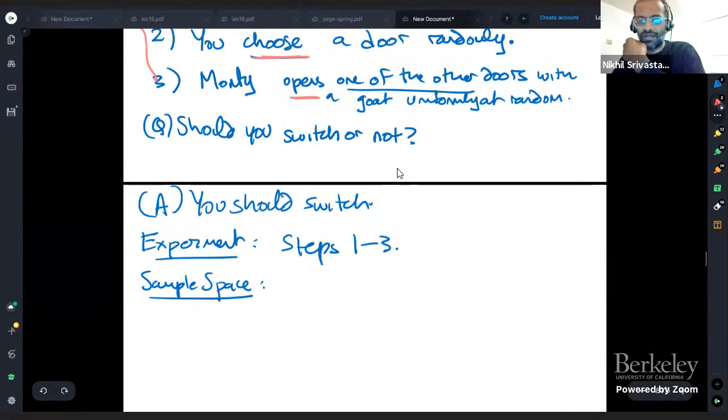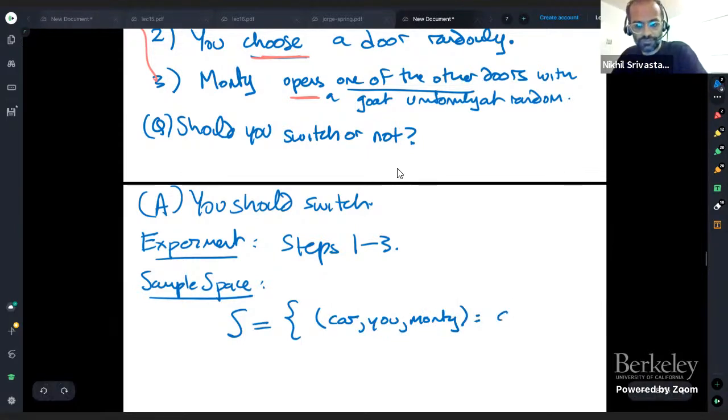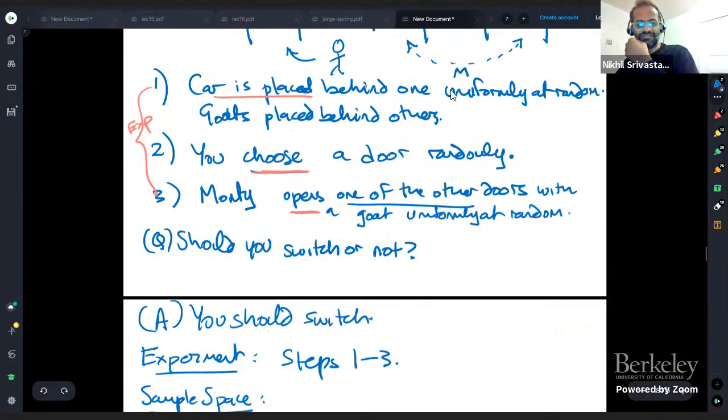So the data are triples that I'm going to call car, you, and Monty. These are the choices. Each of these is going to be a choice of a door. But then there are some constraints. So the car can be placed anywhere. Once the car is placed anywhere, you can also choose any of the doors. But Monty is never going to open a door with a car, right? That would ruin the game show.